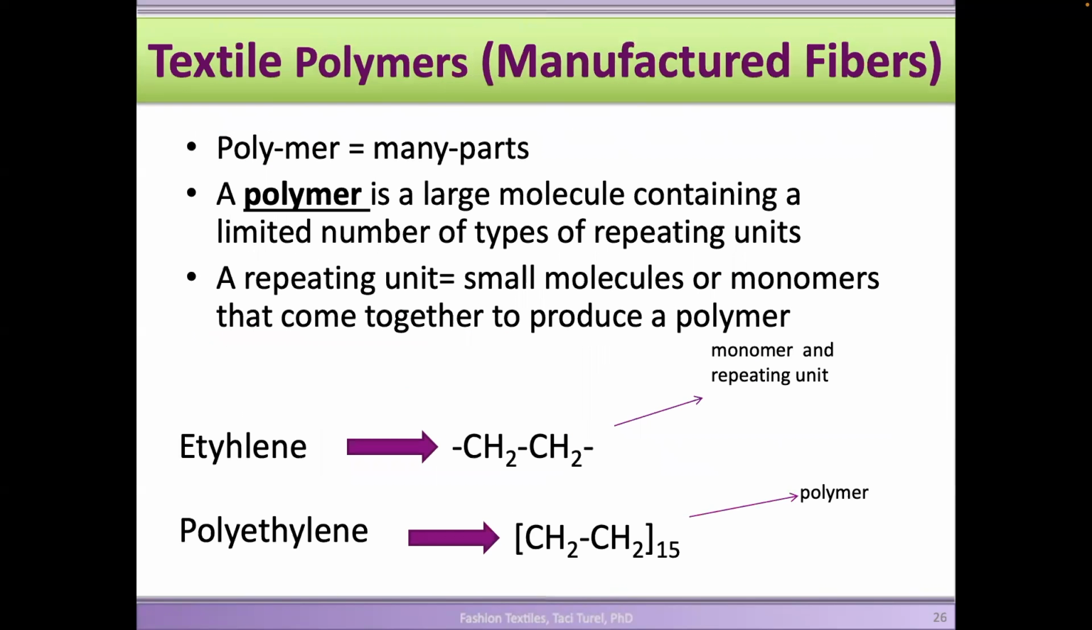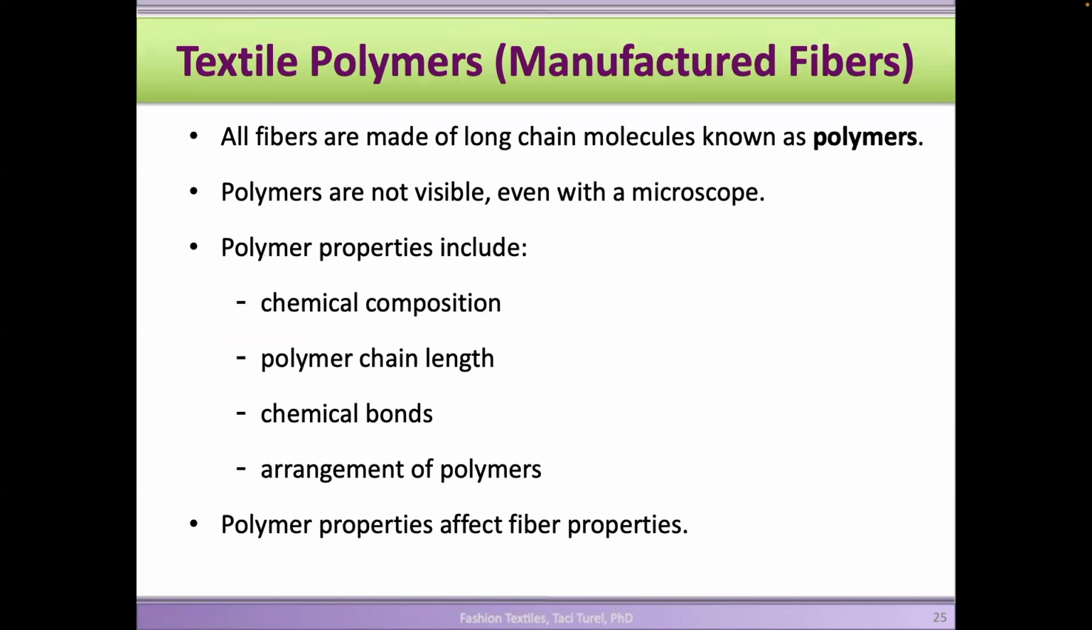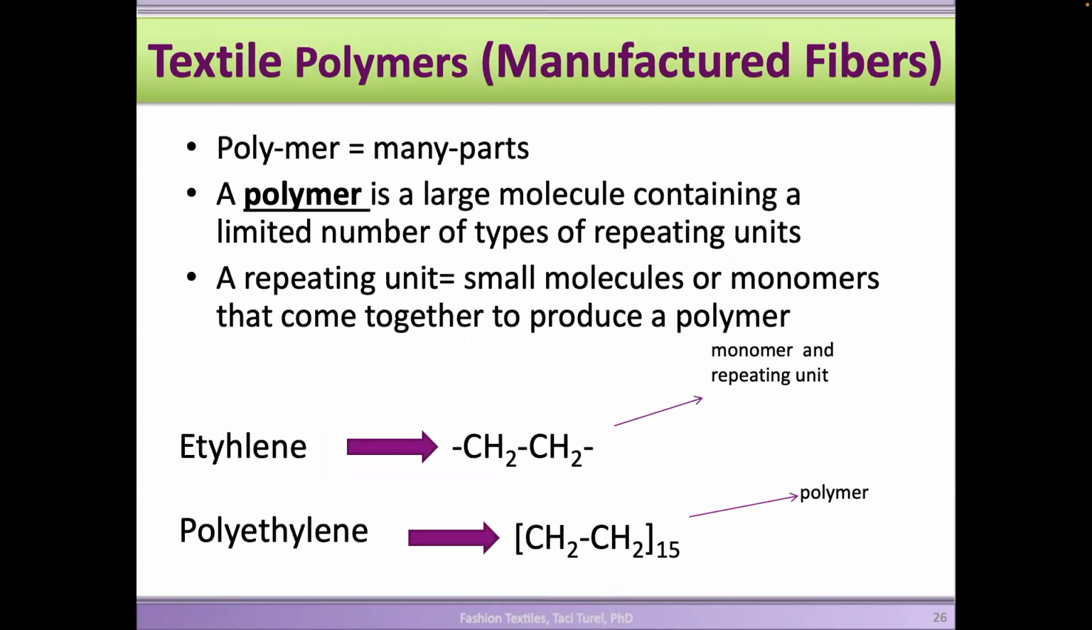So we talked about polymers a little bit. Again, polymers are the main components of manufactured fibers, and the chemical composition and the length of the molecular chain is important. So for example, this is an ethylene, and then you repeat it 15 times, you get a polyethylene.